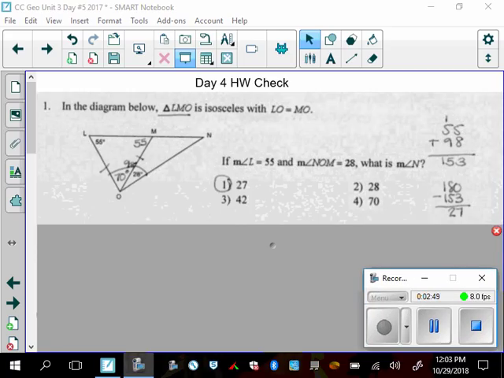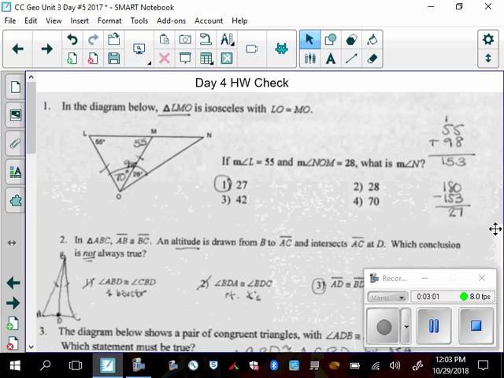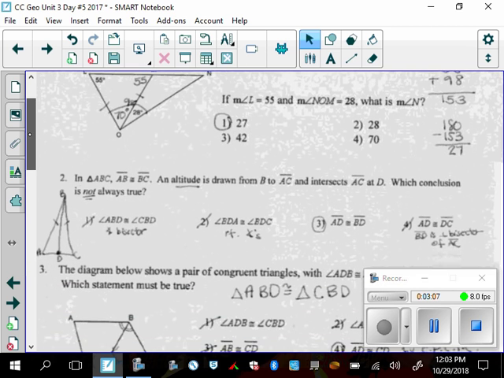Okay, so looking at our last homework, we did a little bit of this in our first unit. So you were trying to figure out what angle measure this is. I'm just going to keep scrolling down. If any of these you are confused about, please circle them so I can go over them with you when I am back at school.